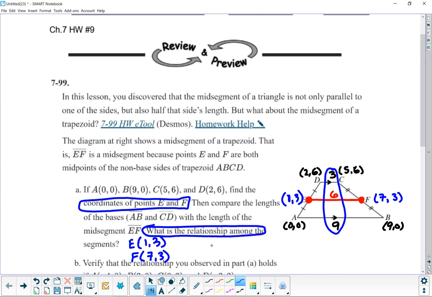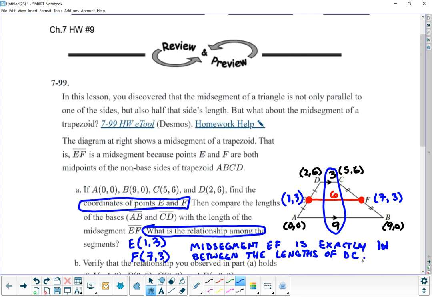So we want to say mid segment EF is exactly in between the lengths of DC, which is 3, and AB, which is 9. And if you want to do this, you can even say 9 plus 3 divided by 2 equals 6.